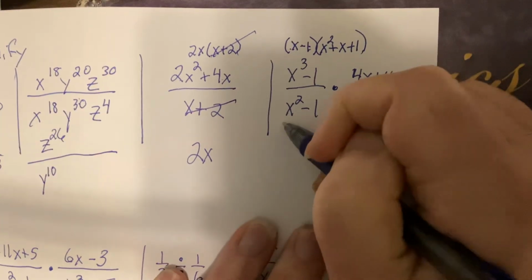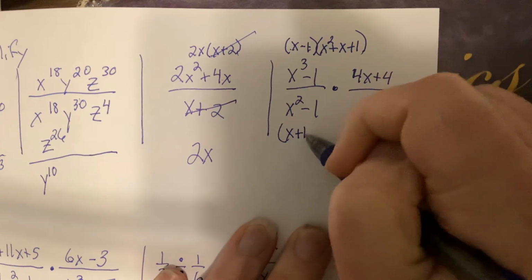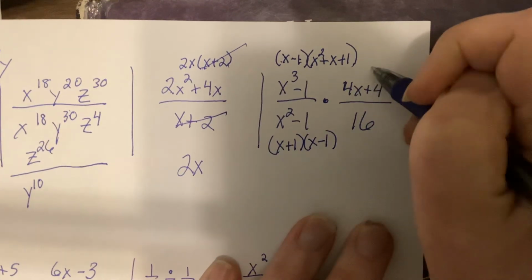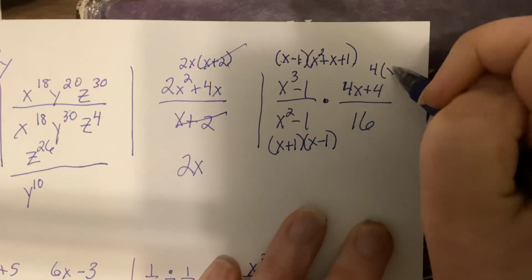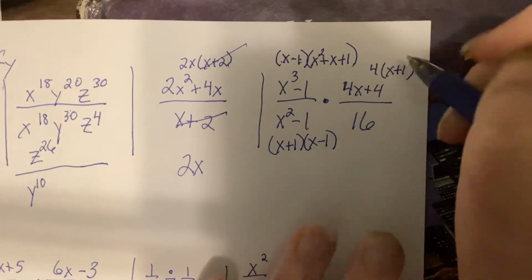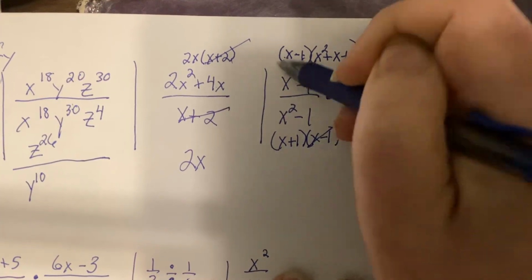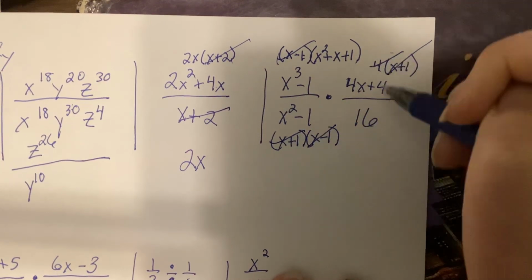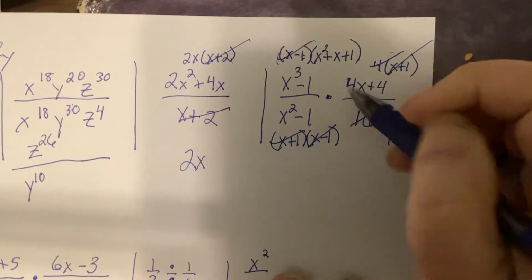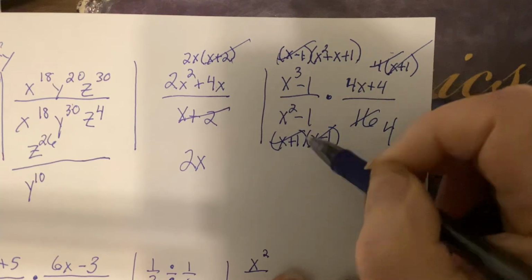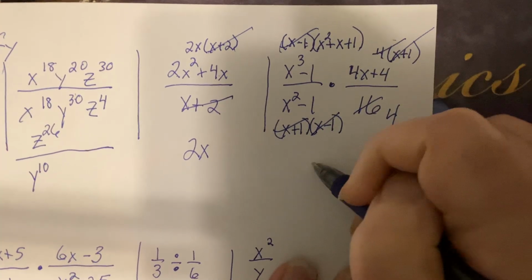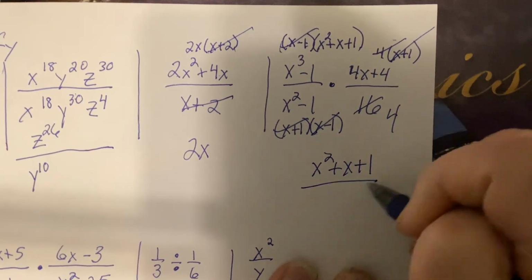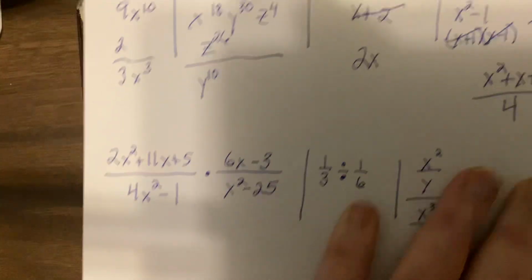Now this is the difference of squares, so it's x plus 1, x minus 1. Here, factor out the GCF, which is 4. So I can get rid of some things here. X minus 1's, bam! X plus 1's, bam! 4 goes into 16 4 times. And be careful you don't lose terms. So I'd have x squared plus x plus 1 all over 4.